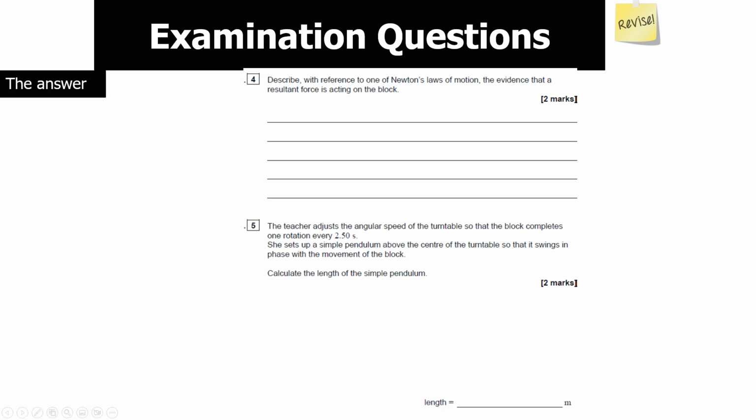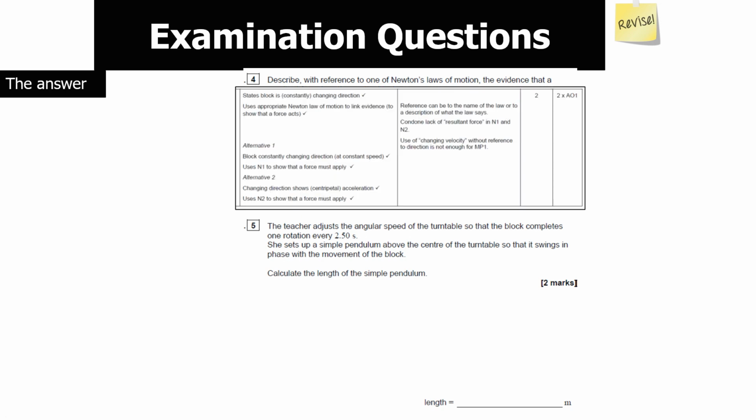So how do you answer this particular question? You've got to understand what's causing a resultant force. If it's moving in a circle, then the block is constantly changing direction. And the only thing that can cause an object to change direction or accelerate is a resultant force, which is Newton's first law of motion. It's important to actually state what that law of motion is and link it in. So at that point we must have, due to Newton's first law of motion, a resultant force acting on the object.